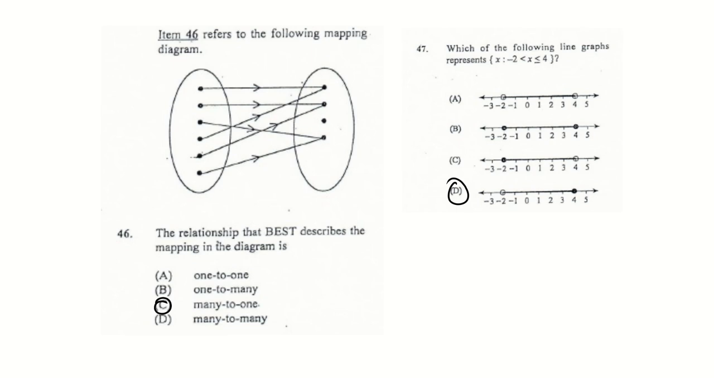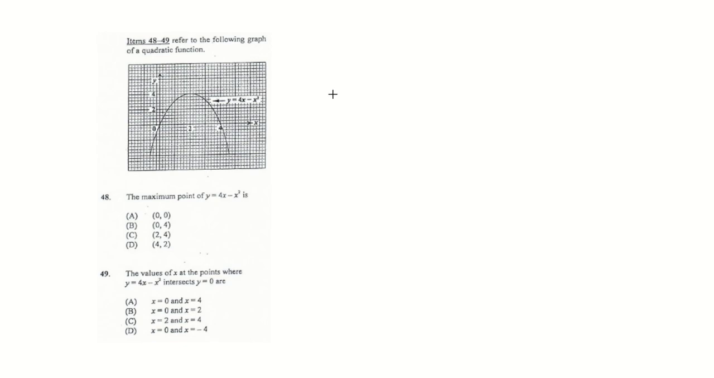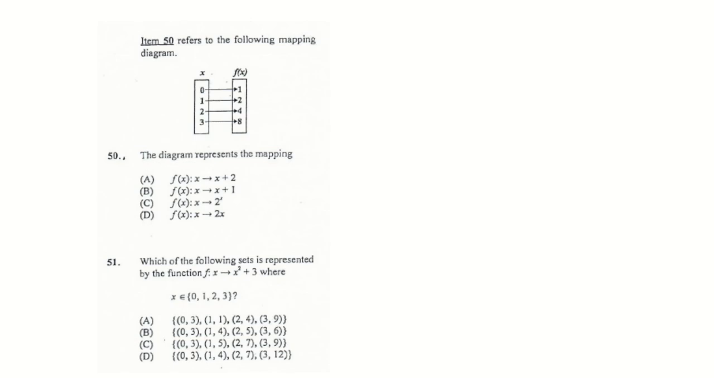That is this here. This one, the maximum point, that's the turning point, 2, 4. This one here, that's x is equal to 4 and x is equal to 0. So 4, 0, that's A. 1450, the diagram represents a mapping.